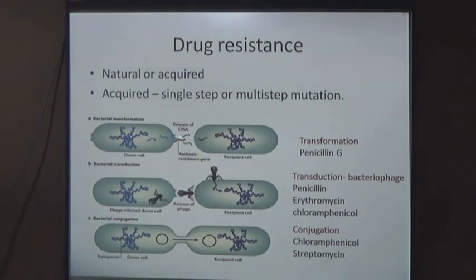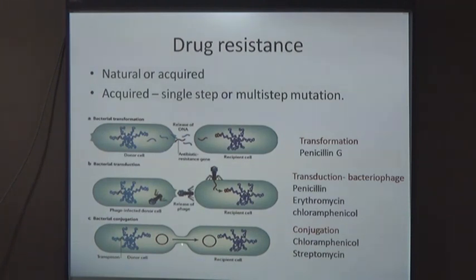It releases a resistant DNA, a gene which is drug resistant, and it will contact the other bacteria. For transformation, the drug which is mostly involved is penicillin G. So penicillins will transfer the resistance by means of transformation. The other one is transduction. Transduction is by means of a bacteriophage. It will release a bacteriophage and it will contact the other bacterial cells. Among transduction, penicillin also acts, erythromycin and chloramphenicol.